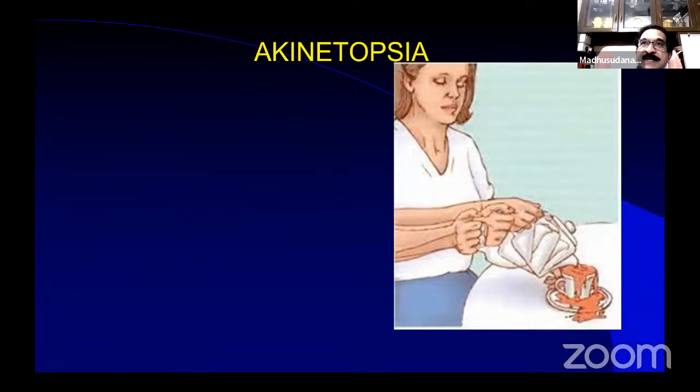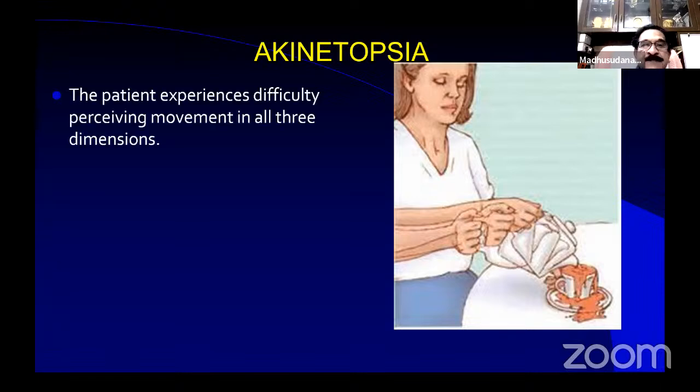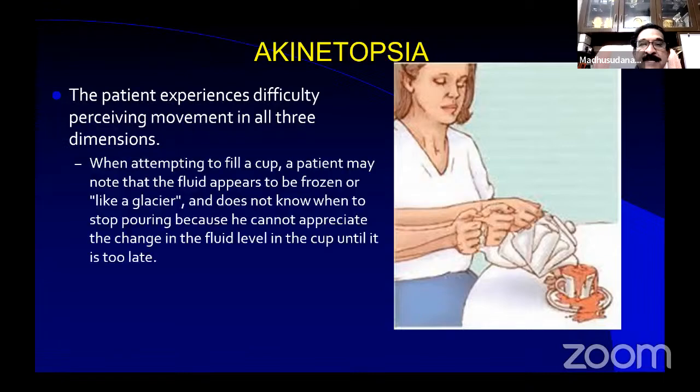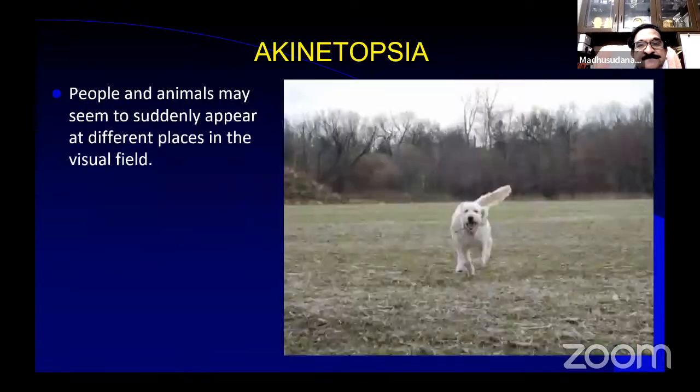So if you want to pour a cup of tea into a cup, the patient will not know whether or when the cup is being filled. Patients experience difficulty perceiving movement in all three dimensions. When attempting to fill a cup, the patient may note that the fluid appears frozen like a glacier, and does not know when to stop pouring because he cannot appreciate the change in the fluid level until it is too late. She does not know that the level is rising, but after some time it has already overflowed.